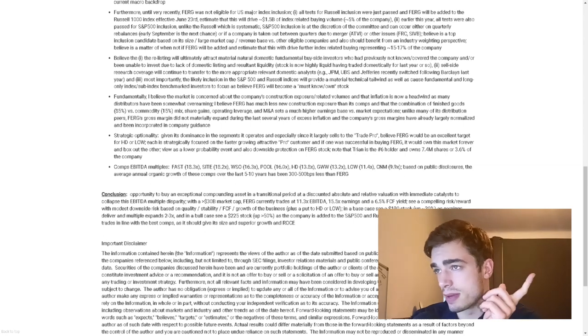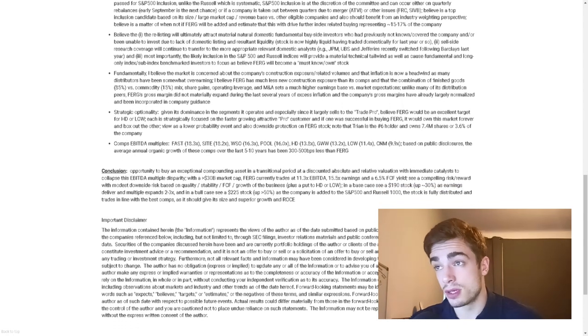Belief is a matter of when, not if, FERG will be added, and estimate that this will drive further index-related buying representing 15 to 70% of the company. The relisting will ultimately attract material, natural, domestic, fundamental buy-side investors who had previously not known or covered the company and or been able to invest due to lack of domestic listing and resultant liquidity. Stock is now highly liquid, having traded domestically for the last year or so.